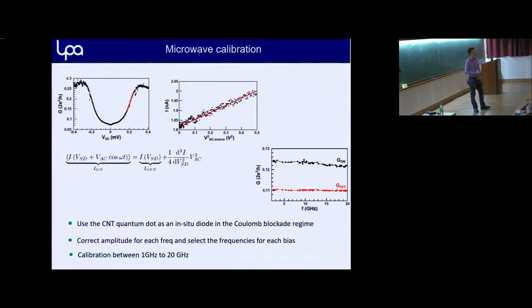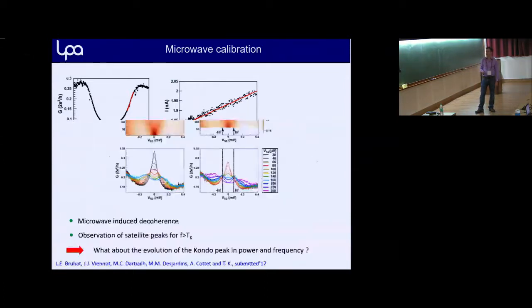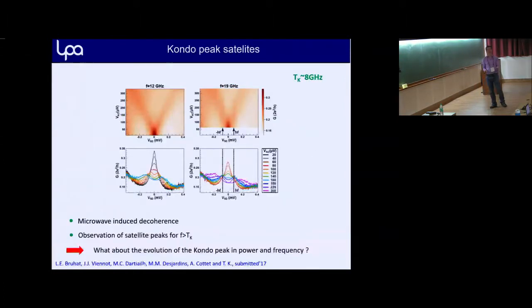No, we don't have to worry about heating, because it corresponds to very, very small power. That's a good point. We a priori worried about heating, but when we did the calibration, we found that the power was really small, so we don't have any electronic heating. This allows us to have a calibration between 1 gigahertz and 20 gigahertz, which is exactly what we needed for this work. Okay, so let's first shine microwaves.